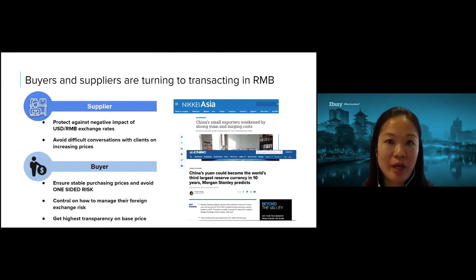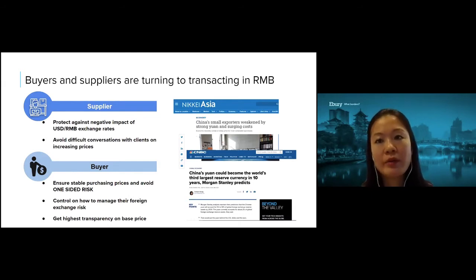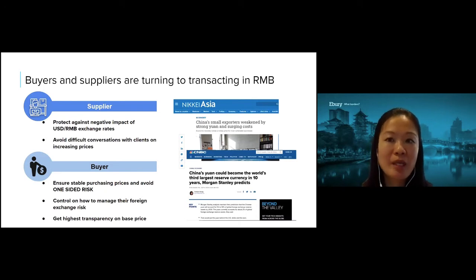But actually, that's not the case, because as we said, the suppliers are mostly not hedging the risk. So that means you're still directly exposed to how dollar RMB moves. By paying directly in RMB, you ensure that you can fully manage the foreign exchange risk, and you're not at the expense of hoping that the suppliers would hedge or manage the risk themselves.